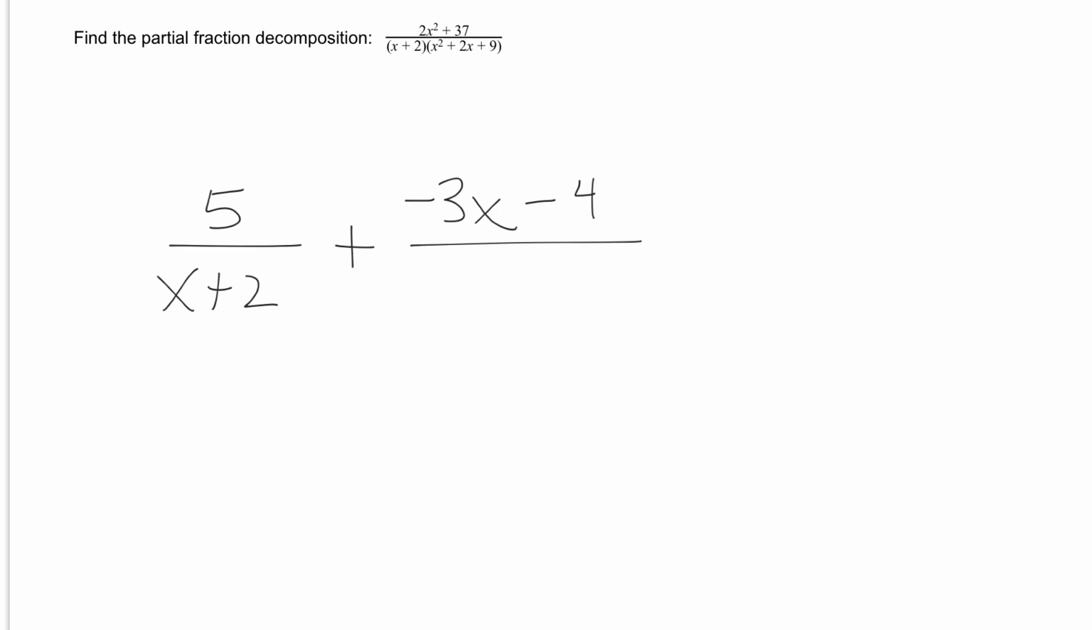If you did the try this correctly, you should have gotten an answer of 5 over x plus 2 plus negative 3x minus 4 over x squared plus 2x plus 9. If you have any questions, let me know.